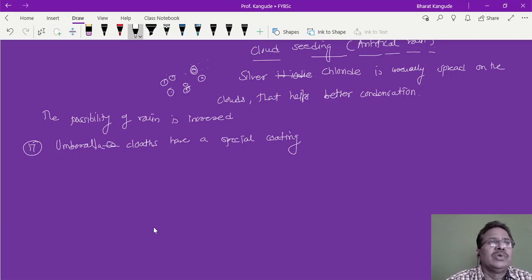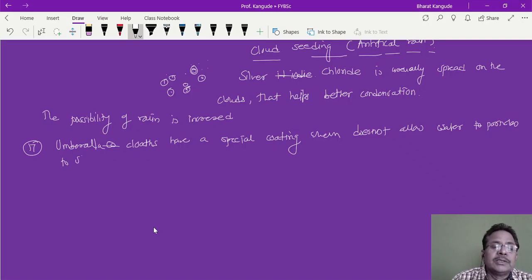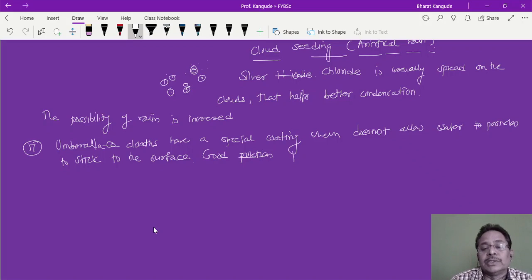Or the rain will come directly through the umbrella onto you if we don't have this type of coating. So this coating is provided on the cloth, a special coating which does not allow water particles to stick to the surface, and thereby this particular umbrella protects you. So good protection from rain is possible.